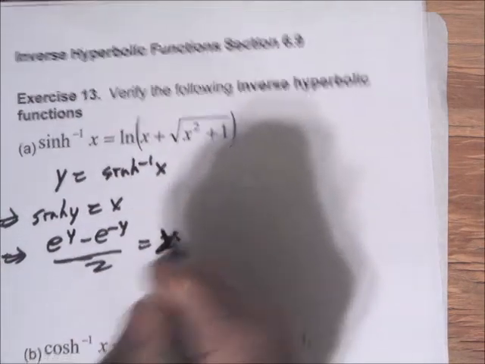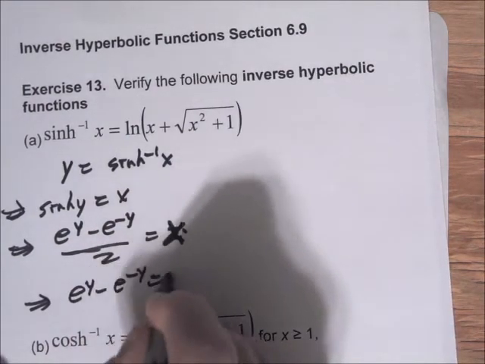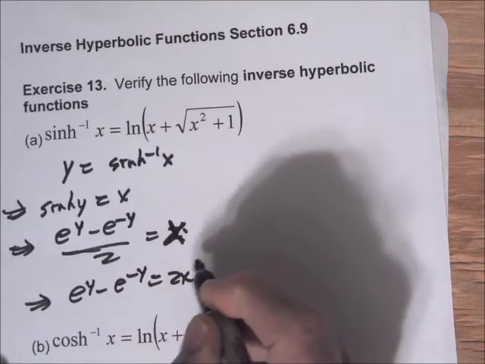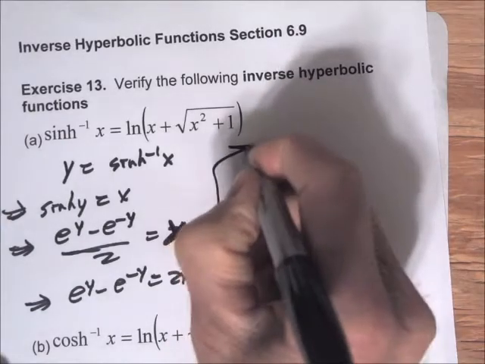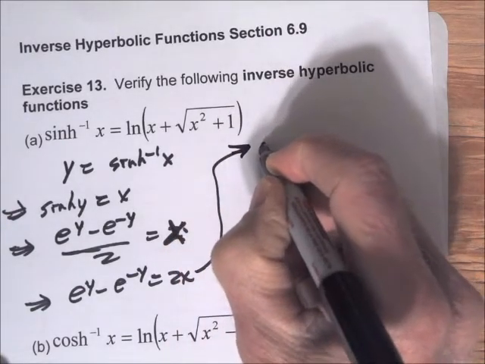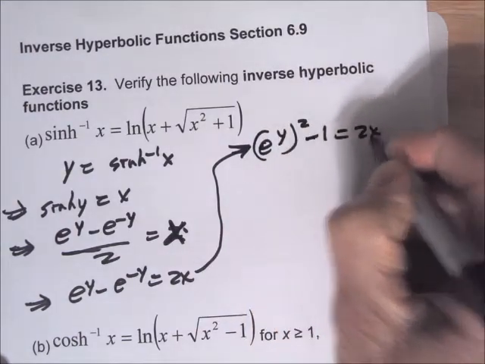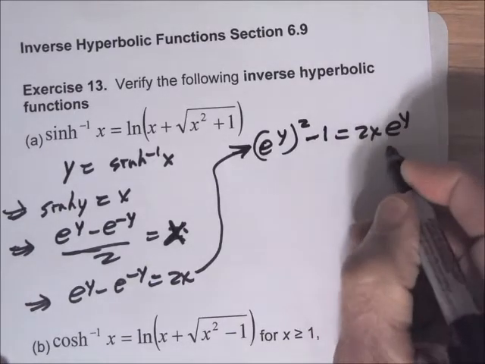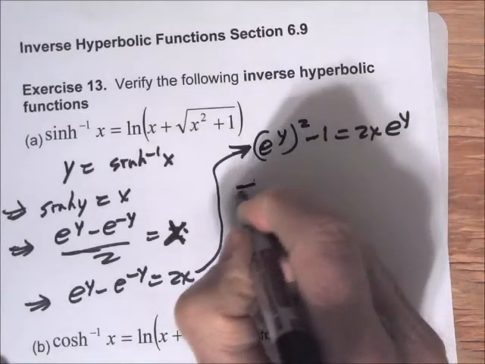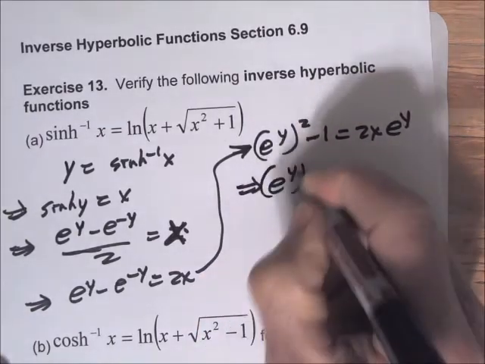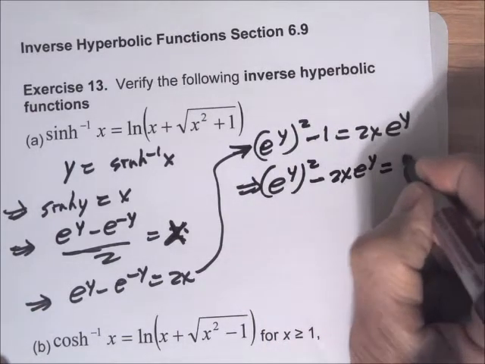And then we can multiply both sides by 2. That will give us e to the y minus e to the minus y is equal to 2x. And then we can multiply everything by e to the y. Multiply each term by e to the y. We'll get e to the y squared minus 1 is equal to 2x e to the y. We can subtract 2x e to the y from both sides and add 1 to both sides. That'll give us e to the y squared minus 2x e to the y is equal to 1.